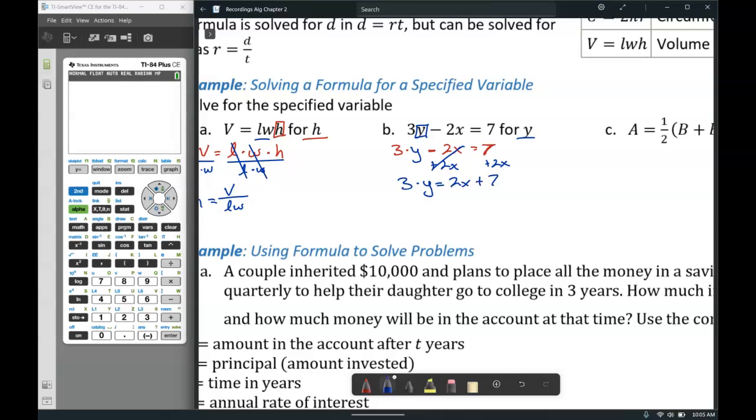These are not like terms, so we can't add them. Also, conversely, if you wanted to write it as 7 plus 2x, that would still be correct. It would not be wrong. Either one of these is fine.